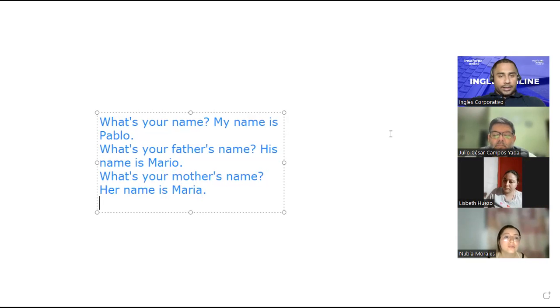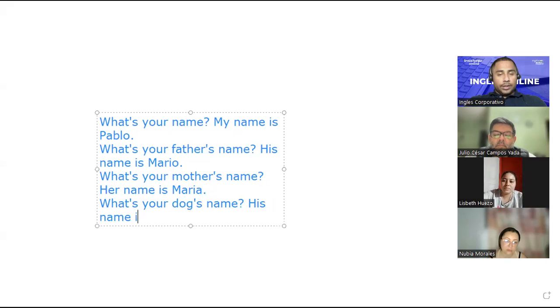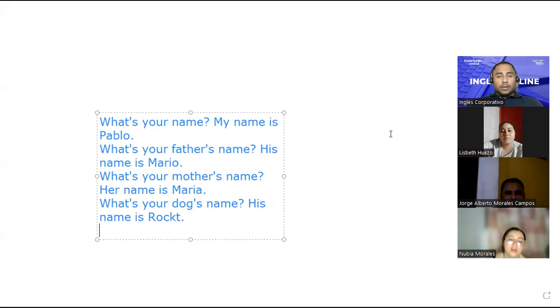Correct. Imagine you are talking about your dog. And you say, what's your dog's name? And you say, his name is Rookie. What is the possessive adjective? His and your.